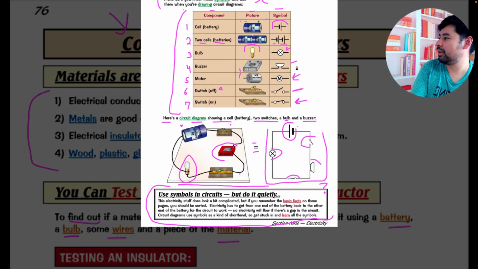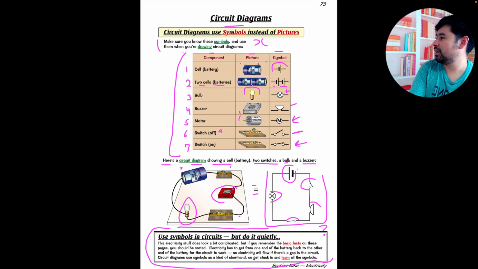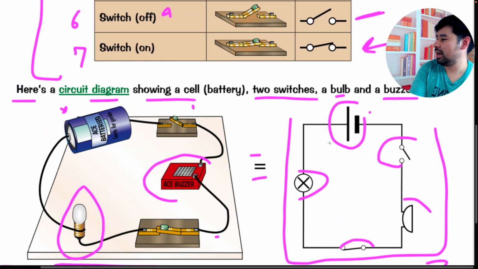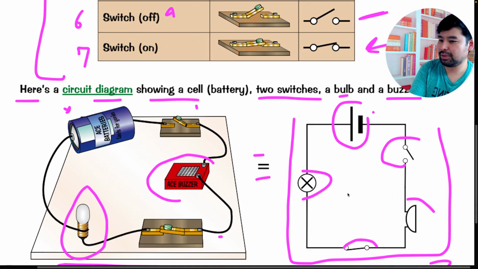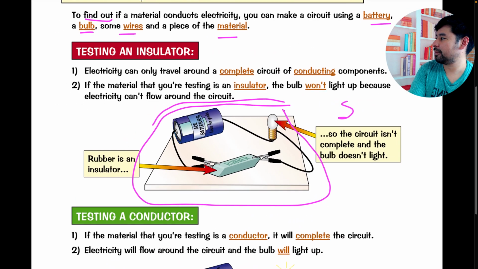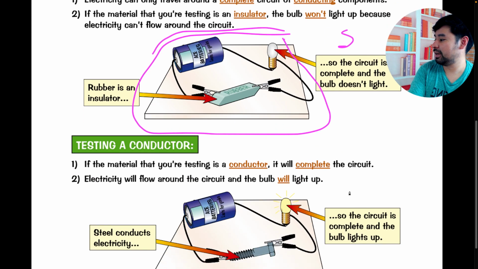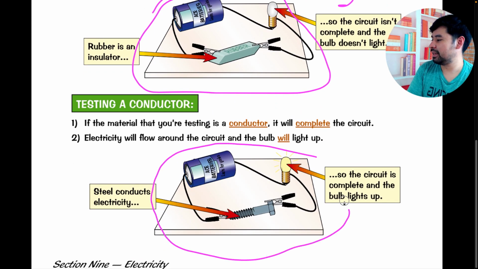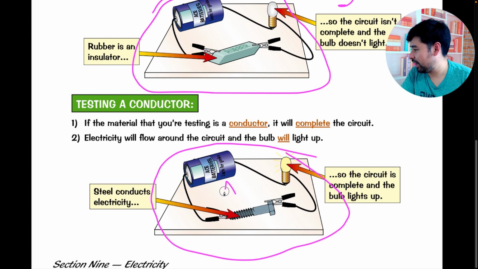Where are the symbols? Okay, like this. I want you to do something similar to this one here, like you can see. So use the symbols. Please, make the symbol of this one. We have a battery, we have this thing here, and we have the bulb. This one here is a conductor.